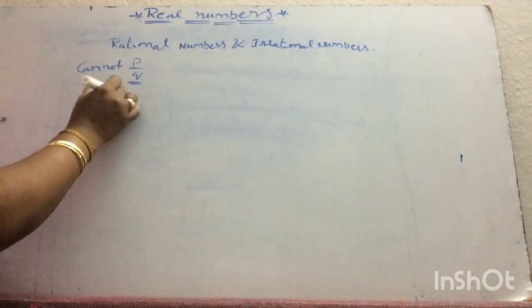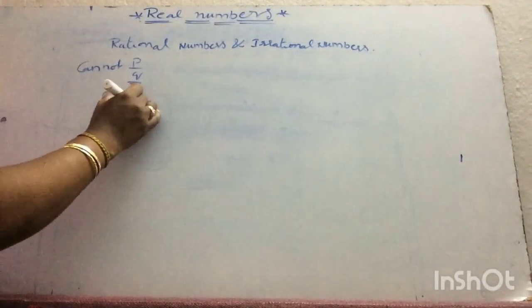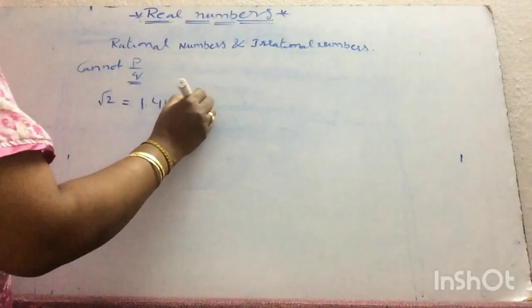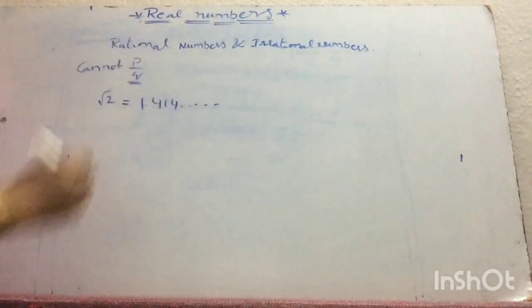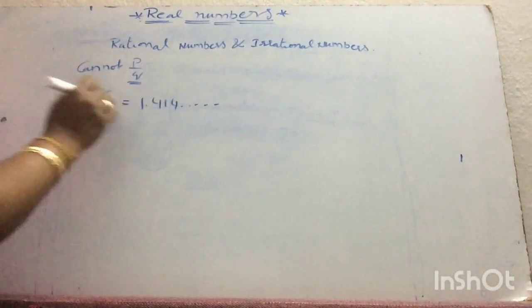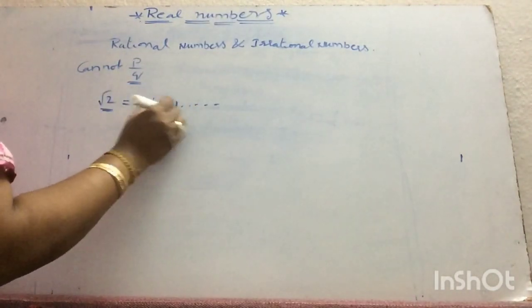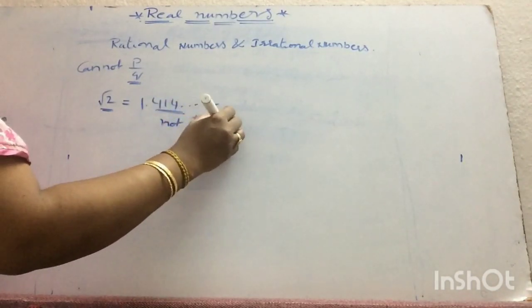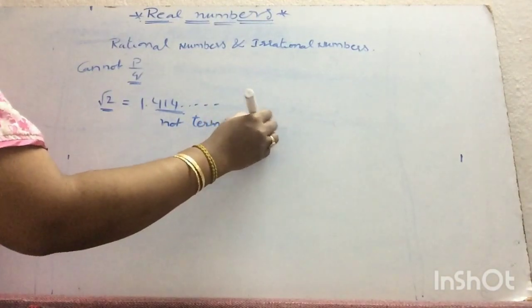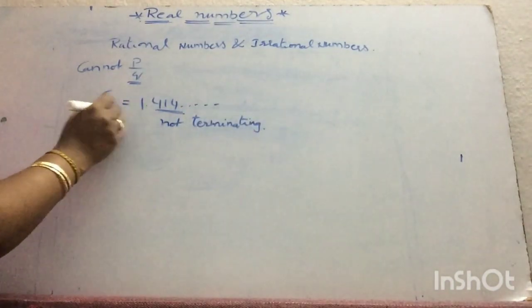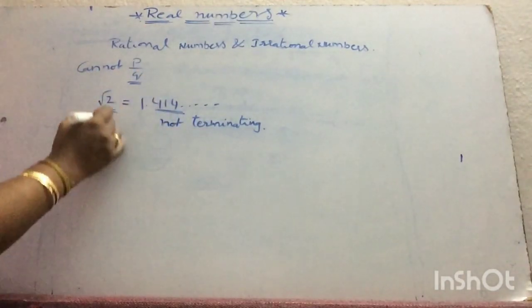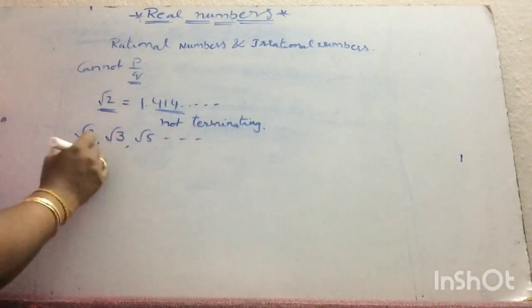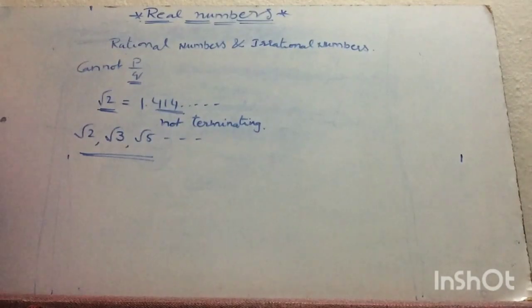If we take root 2, what is the value of root 2? 1.414, and this value is continuing. After the decimal point, this is not terminating. So such numbers are known as irrational numbers. For example, root 2, root 3, root 5, like that. These numbers are all irrational numbers.